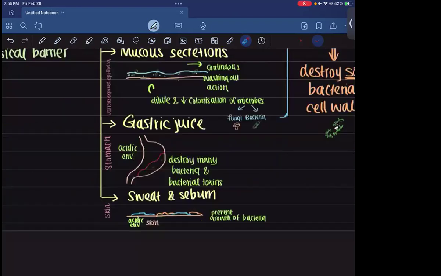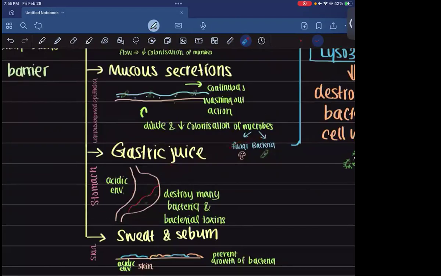Okay, then you have gastric juice. So where do you have this gastric juice? Gastric juice is present in your stomach. So in your stomach only gastric juice will be secreted. Is this gastric juice acidic, basic, neutral? It will be acidic. You will be having H plus and Cl minus secreted, which will ultimately be forming HCl. So that is acidic. So the environment present inside your stomach because of this gastric juice is going to be an acidic environment.